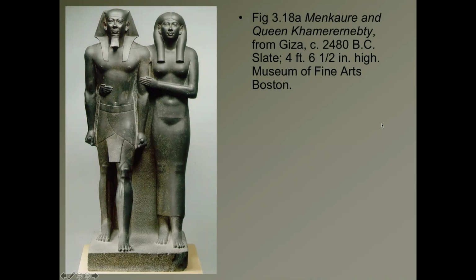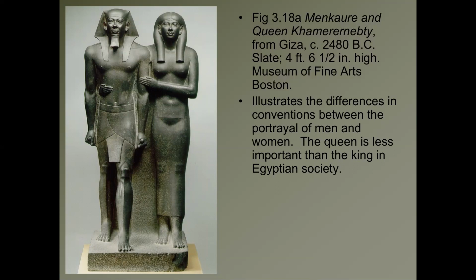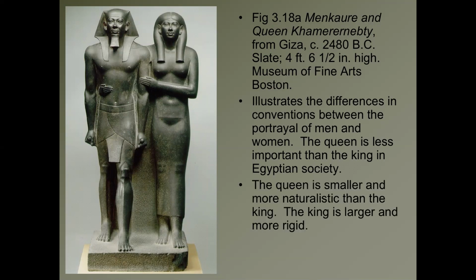So this is Menkaure and his wife, although there are other ideas about who this could be as well. It illustrates the differences and conventions between the portrayal of men and women. One comparison you'll be able to make is the queen is a little bit smaller, and that's part of hierarchic scale. She's less important than the king in Egyptian society. And then what I mean by naturalistic in this case just means softer. But you may find more specifics that you could put on the extra credit board that might be interesting.